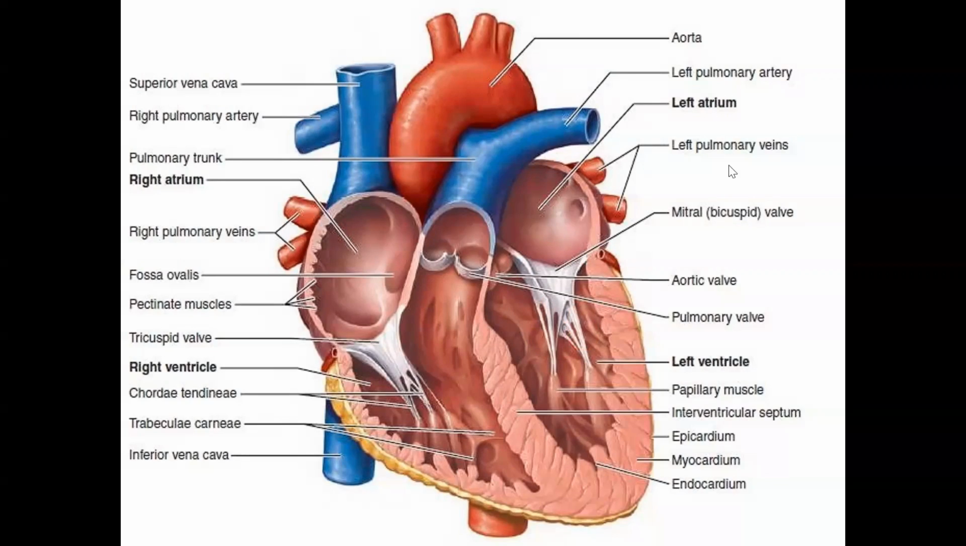Okay, so the function is the same as your tricuspid valve, to prevent the backflow of the blood to your left atrium. The blood from the left atrium flows to your left ventricle. So to prevent the backflow of the blood from the left ventricle to your left atrium, this bicuspid valve will close or will shut. Okay?